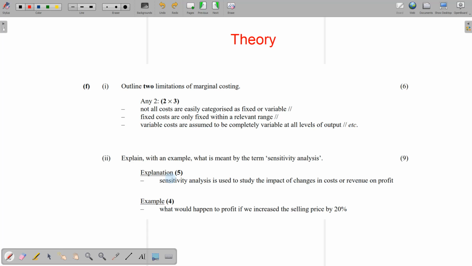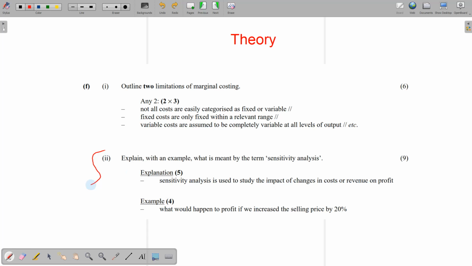So you're basically saying it's what we were doing in the marginal costing question. If I change the number of units, how will that affect profit? If I change the amount of fixed costs, how will that change profit? If I change the selling price, how will that change profit? Then you just give an example, which is exactly what I did there. What would happen to profit if we increase the selling price by 20%? So easy for 9 marks. That's over 10% for 2 sentences.